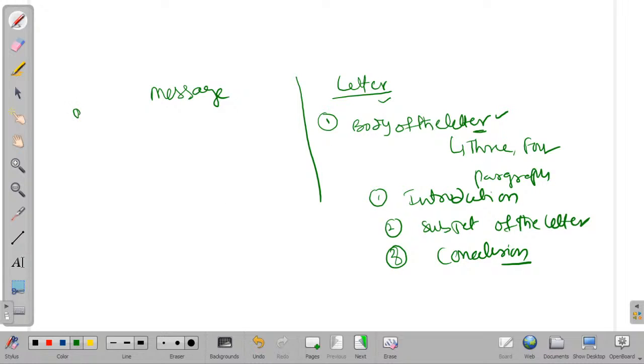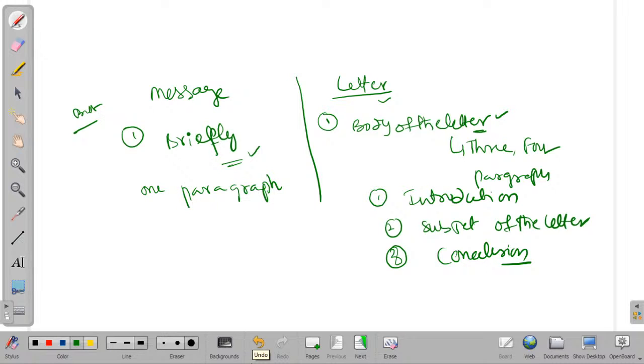But whereas message is different. Message should be written briefly. It contains only one paragraph. Message should be completed in only one paragraph. That is the difference between letter and message. It looks like a letter, but not a letter. My dear students, with this explanation, I hope you could understand the difference between message and letter.